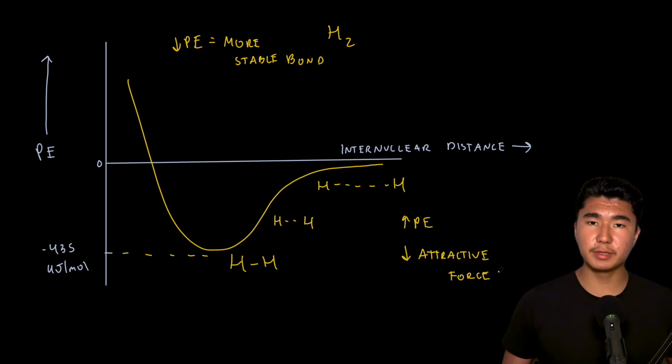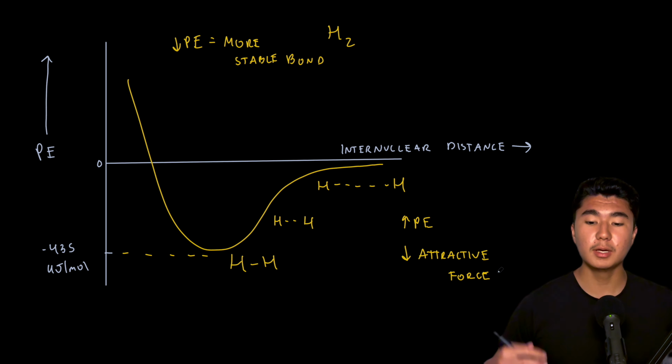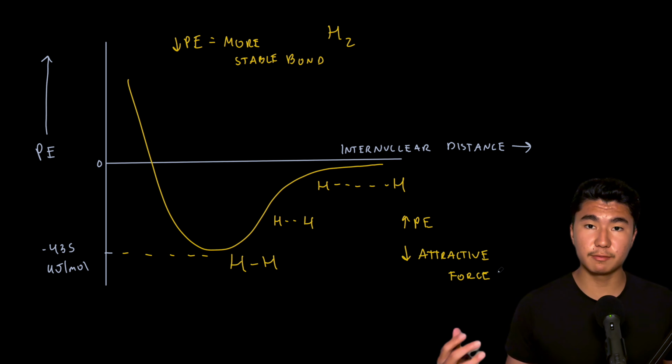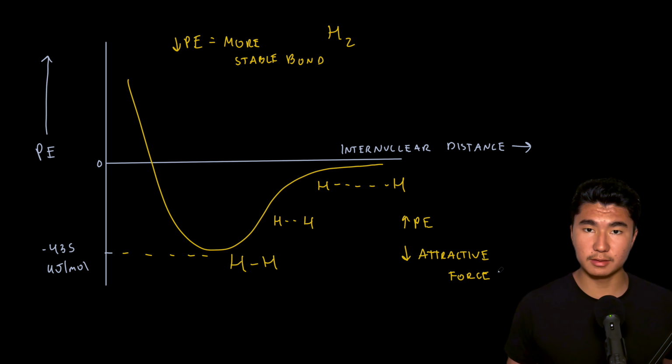So it's very similar with these bonds, and you can think of them as those magnets. If we increase the distance between the two, then we're going to decrease the attractive force between them, and there's going to be more potential energy because we're increasing the distance. That results in a less stable bond.